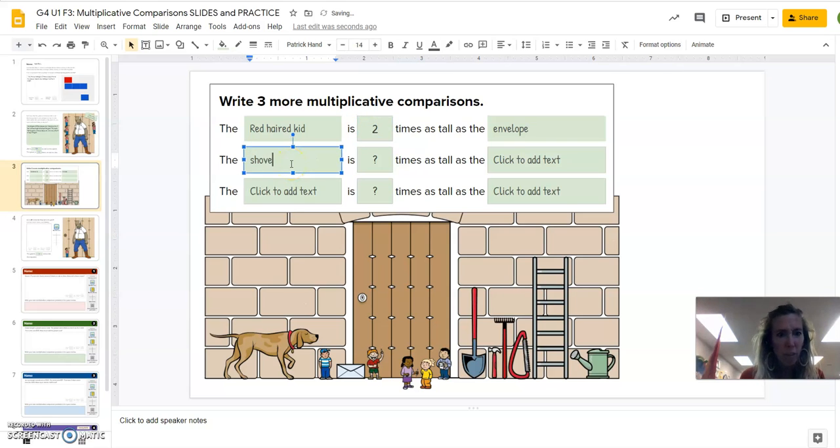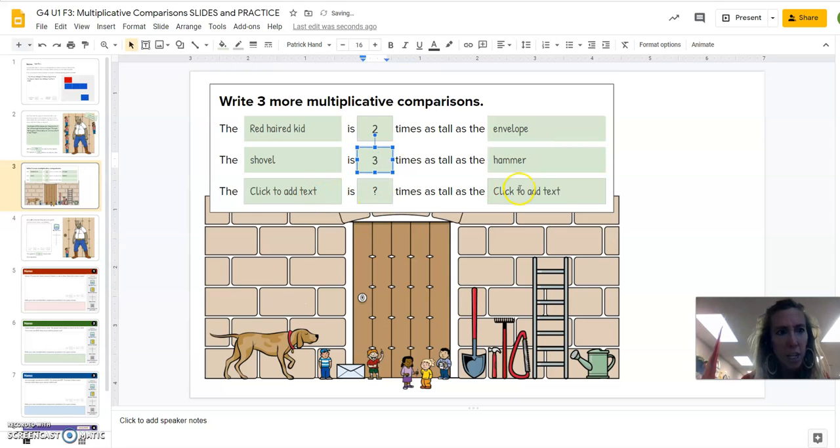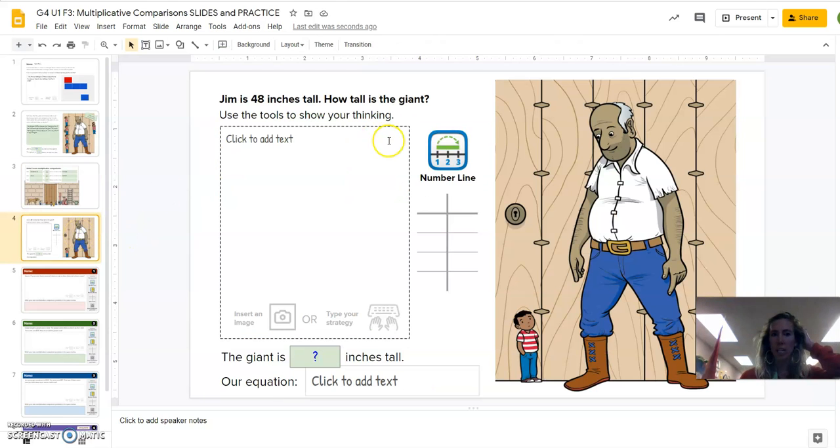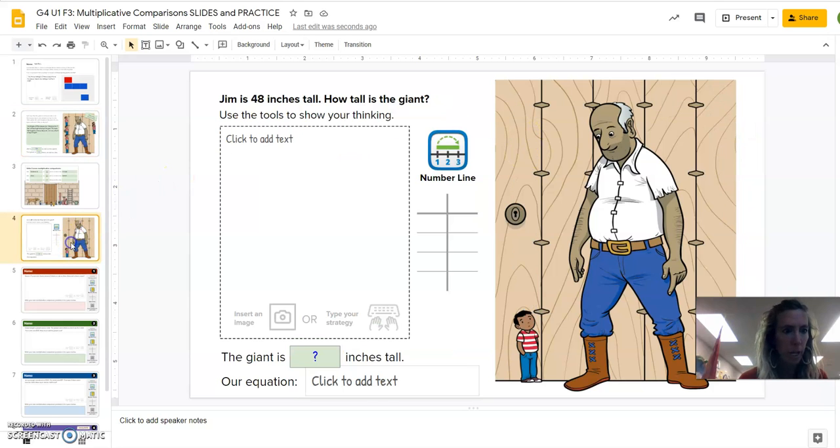How about the shovel is how many times as tall as the hammer? The shovel is taller by how much? How many hammers would we need? 1, 2, 3. Be 3. So you find your own on that last one. Okay? Let's take a look here at this one. Now it gives us some more information. So we know from earlier that it took how many Jims? It took 4 of them. Okay?